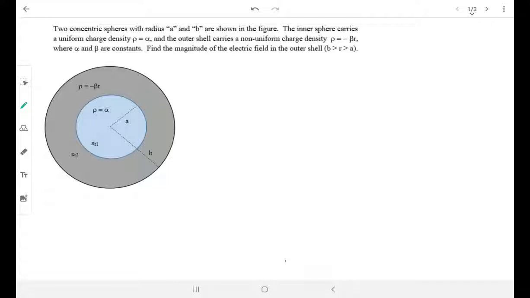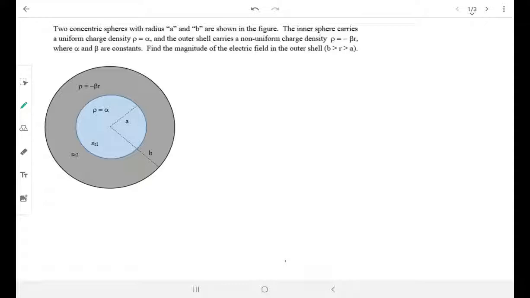And we have a problem with two concentric spheres with radiuses A and B as shown in the figure. The inner sphere carries a uniform charge density ρ equaling alpha, and the outer shell carries a non-uniform charge density of ρ equaling negative beta r, where alpha and beta are constants. Our task is to find the magnitude of the electric field in the outer shell between the radiuses B and A.